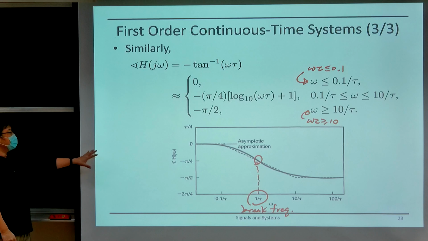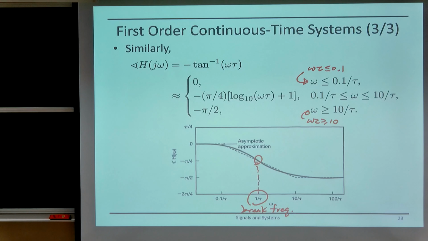So this is the Bode plot, or the approximation of the Bode plot, that we can get for a first order system, a system that can be described by a first order linear constant coefficient differential equation. So we can do something similar for second order systems as well.